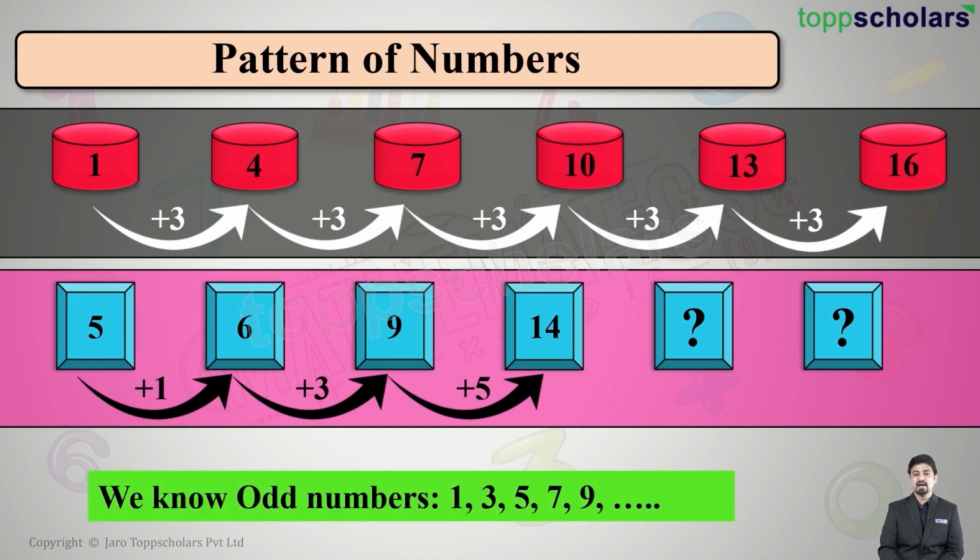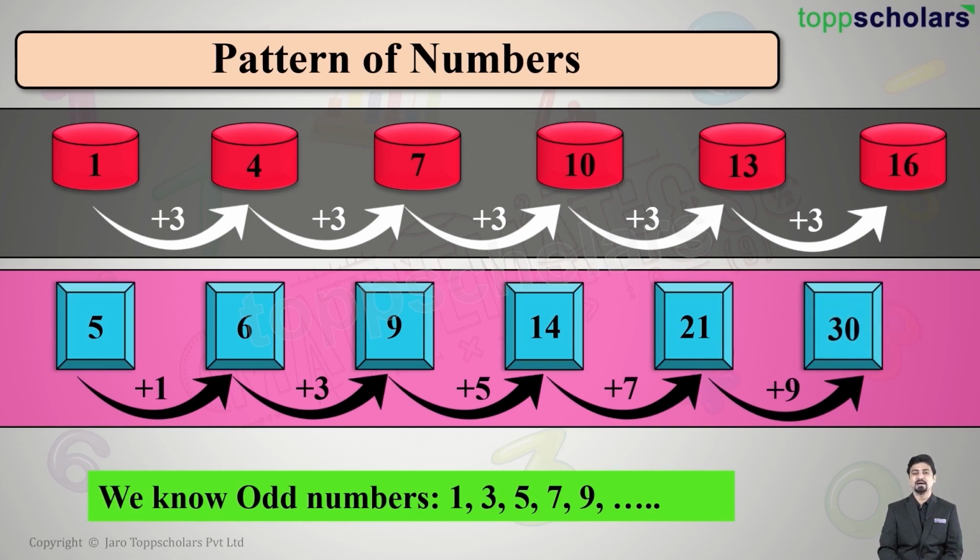Oh, these are odd numbers. 1, 3, 5, 7, 9 and so on. So, we have to keep adding the consecutive odd numbers. First we added 1, then we added 3, then we added 5. Now we will add 7. 14 plus 7, 21. Then we will add 9. 21 plus 9, that is 30.